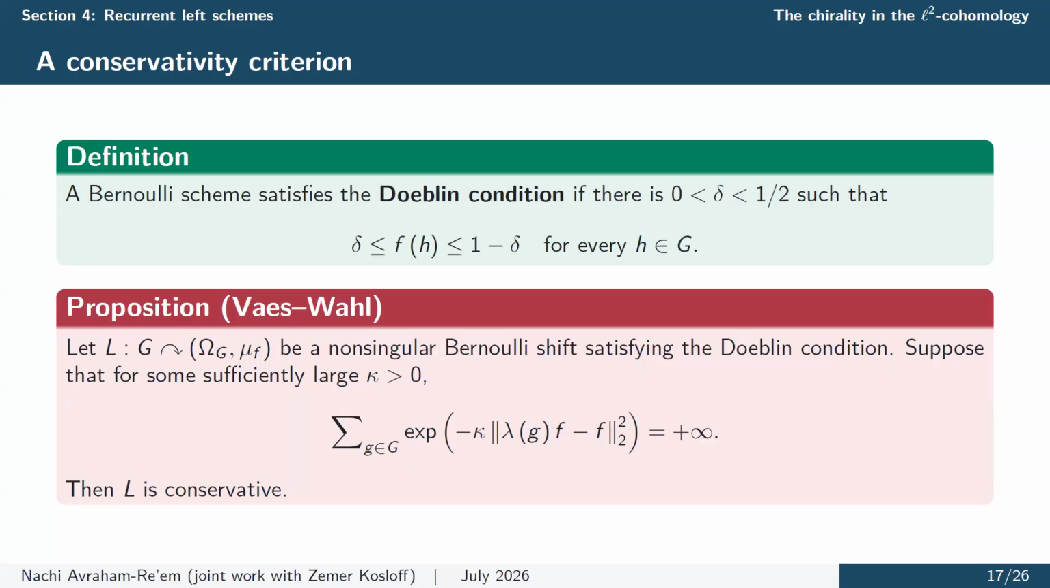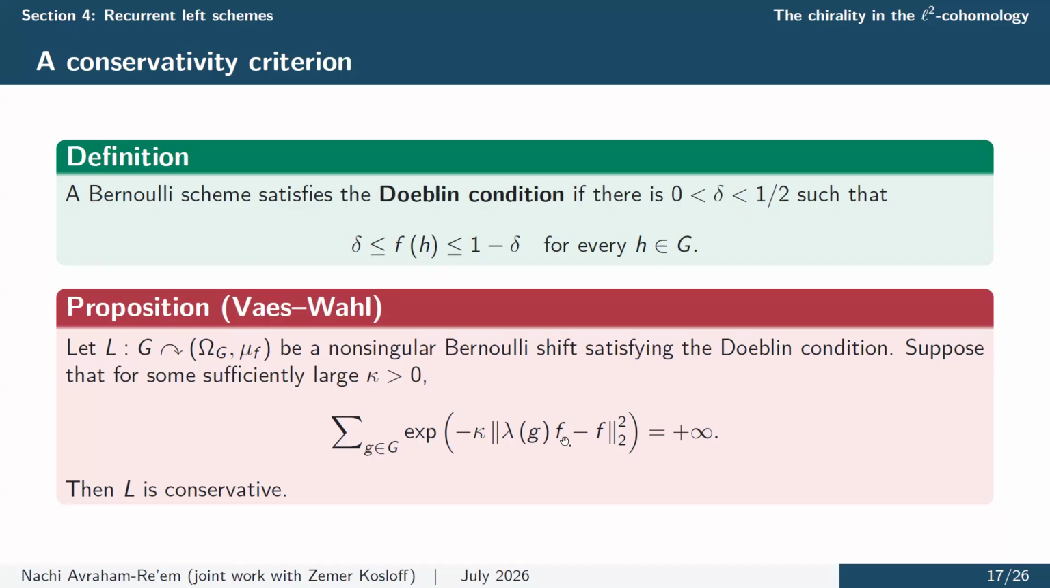So let's imagine the case that is probability preserving. What does it look like? Probability preserving means that f is a constant function. This means that translating f and comparing it to the original one is just 0. So the exponent of 0 is just 1. An infinite sum of 1s is infinite. So for a probability preserving Bernoulli shift, yes, the recurrence criterion tells us it is conservative.